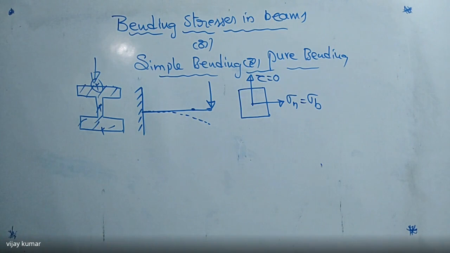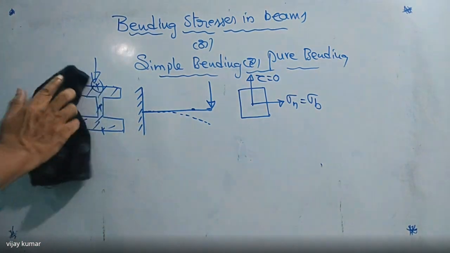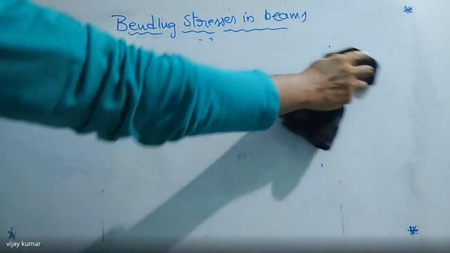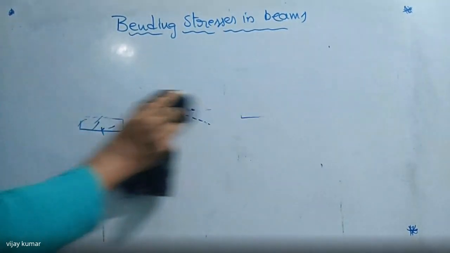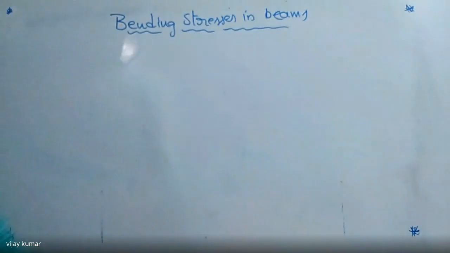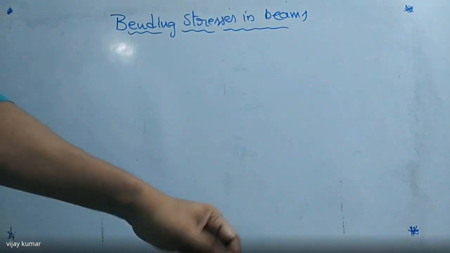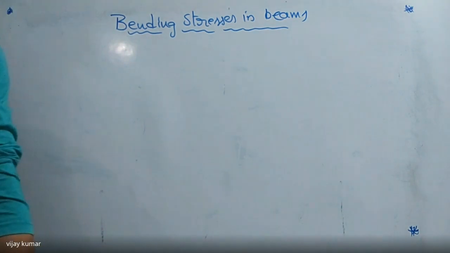After that, I want to design the beam. So this is the chapter, bending stresses in beams. Our aim is to find where the bending stress is maximum and where it is minimum, how to design the beam depending on the maximum bending stress, and how to design the beam depending on the rigidity, that is flexural rigidity. I will give it to you.